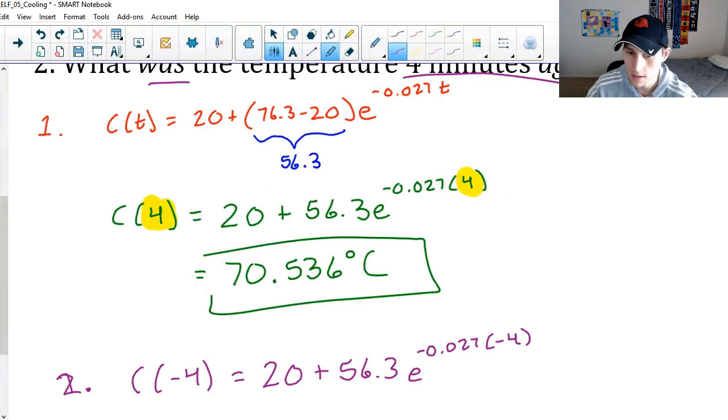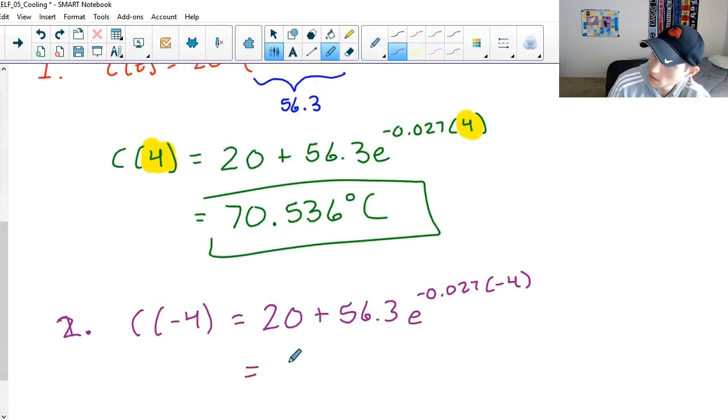And again, I will calculate 3 e to the power of, and we should get 82.721 degrees Celsius.